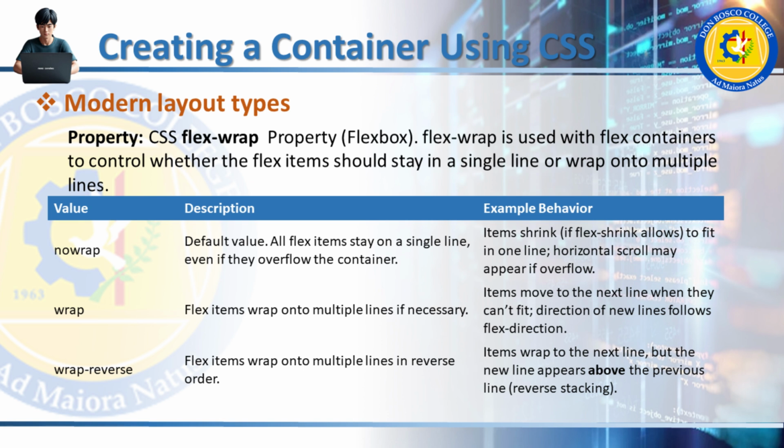Next value is wrap. Flex items wrap onto multiple lines if necessary. Items move to the next line when they cannot fit, and the direction of new lines follows the Flex direction. Lastly, wrap-reverse. Flex items wrap onto multiple lines in reverse order. Items move to the next line, but the new line appears above the previous line, creating a reverse stacking order.